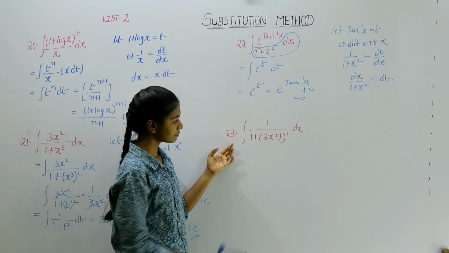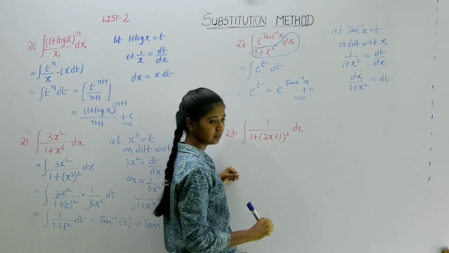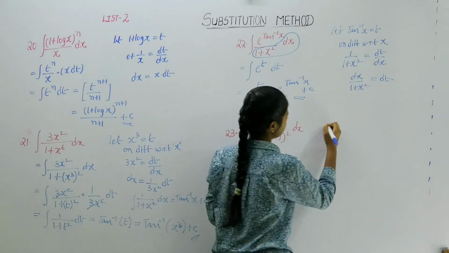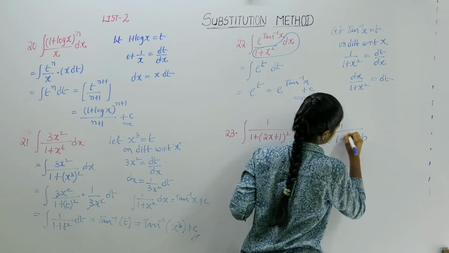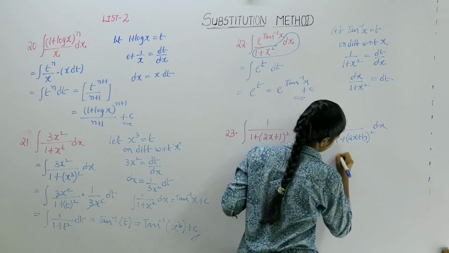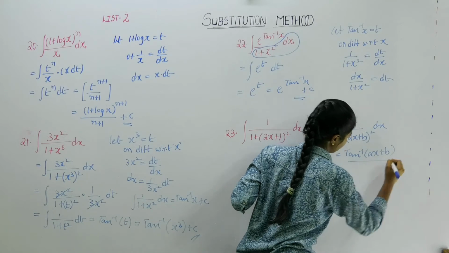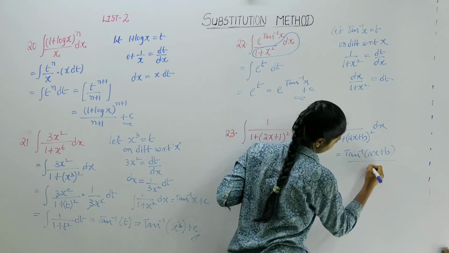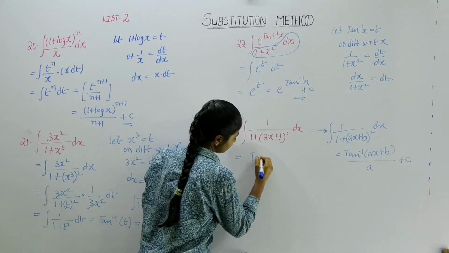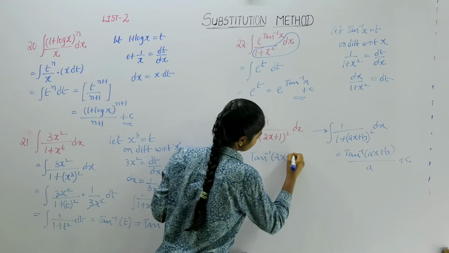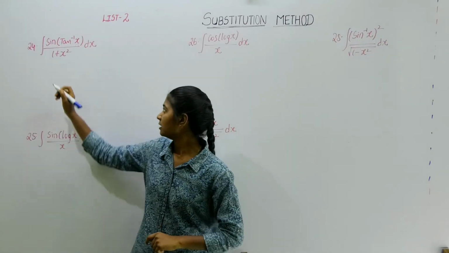Next, 23rd one. Integral 1 by 1 plus 2x plus 1 whole square dx. We have direct formula for this. This is in the form of integral 1 by 1 plus ax plus b whole square dx. It is equals to tan inverse of ax plus b by, what is the coefficient of x? It is a. We write it in the denominator plus c. When we substitute it, here we get tan inverse of 2x plus 1 whole divided by 2 plus c, this is the final answer.